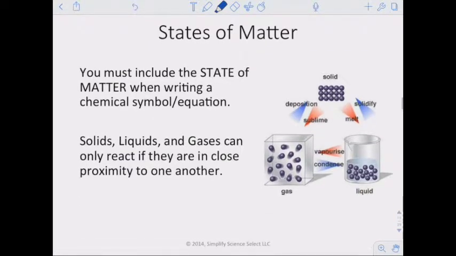Now, states of matter. We know the states of matter: solid, liquid, and gas. In any chemical equation, you must include the state of matter when writing chemical symbols in their equations. Solids, liquids, and gases can only react if they are close in proximity to one another, meaning the molecules don't actually react unless they actually touch. So they have to actually bump into each other for a reaction to happen.